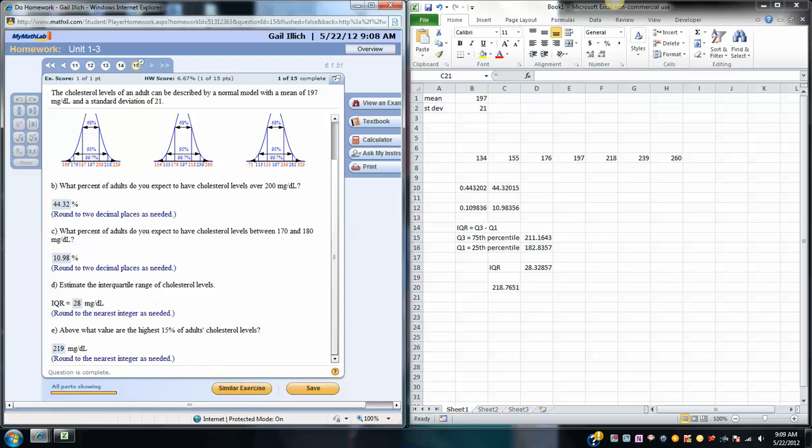Okay, so there you go. That's a nice problem practicing using Excel to get these values.